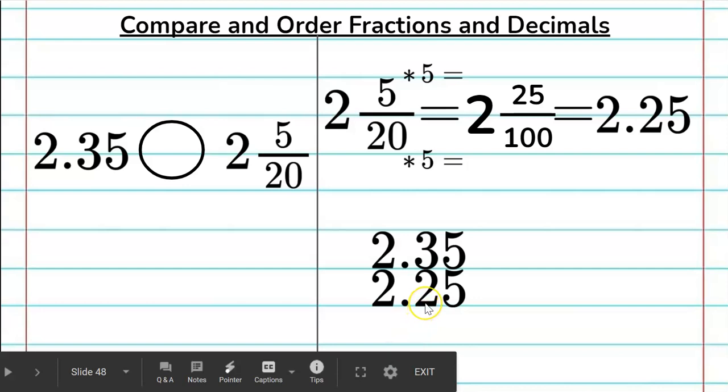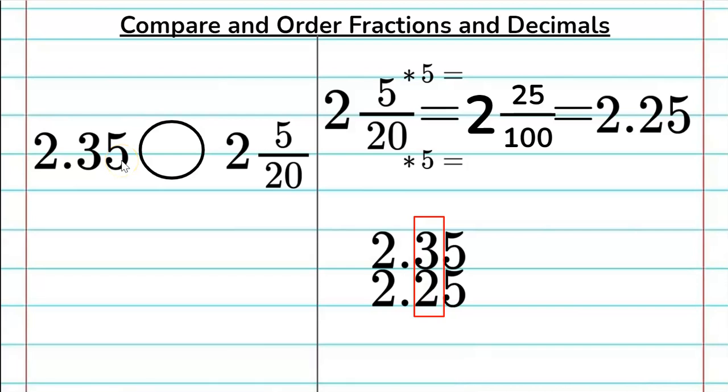I move to my tenths place then, and I see they are not the same. 3/10 is greater than 2/10. That means 2 35/100 is greater than 2 5/20. So I put a greater than symbol right there. This would be your work.